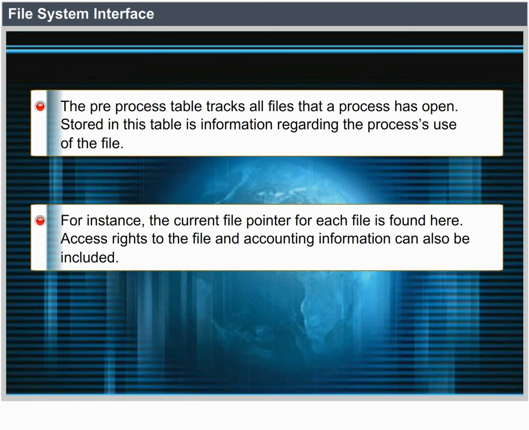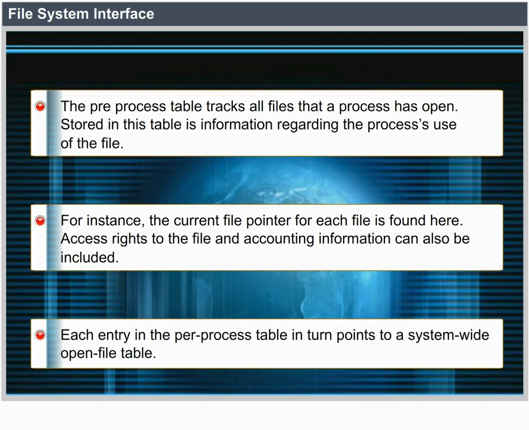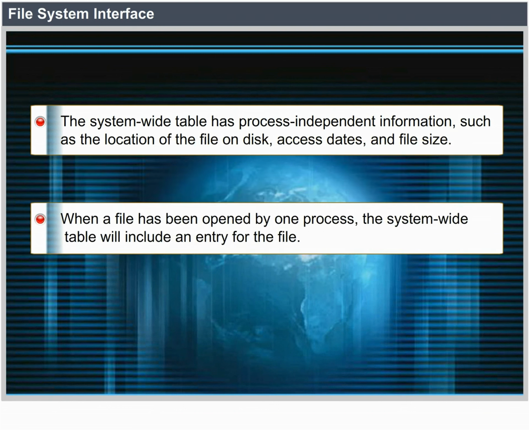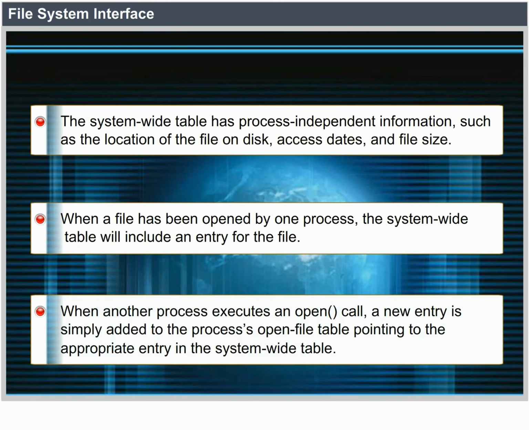Each entry in the per-process table in turn points to a system-wide open file table. The system-wide table contains process-independent information such as the location of the file on disk, access dates, and file size. Once a file has been opened by one process, the system-wide table includes an entry for the file. When another process executes an open function call, a new entry is simply added to the process's open file table, pointing to the appropriate entry in the system-wide table.